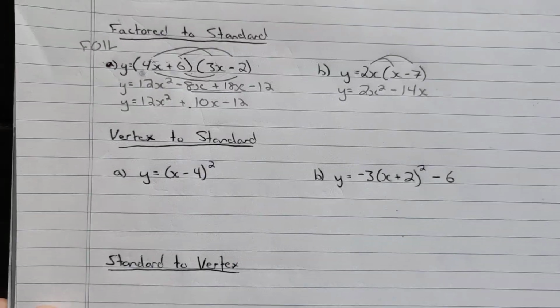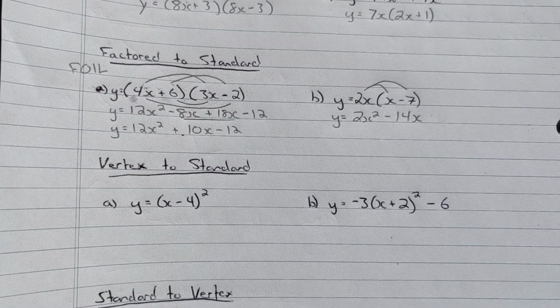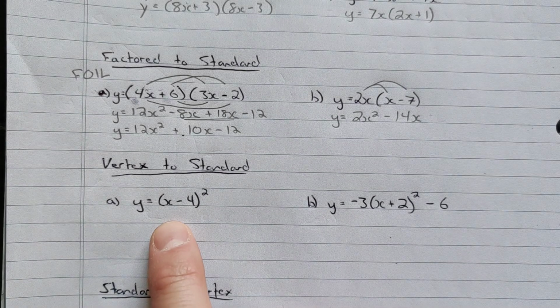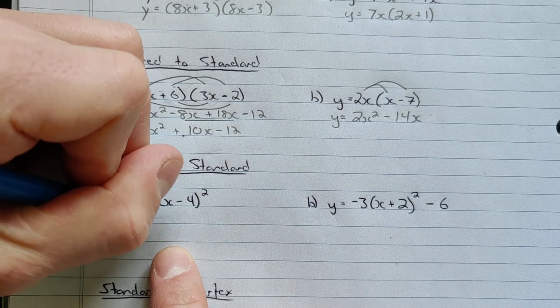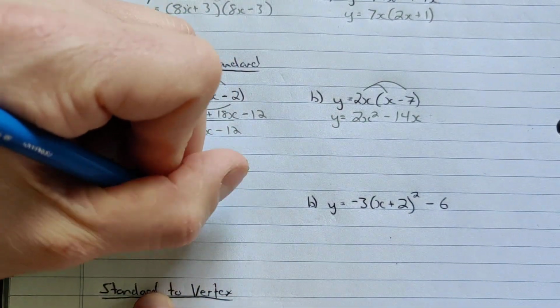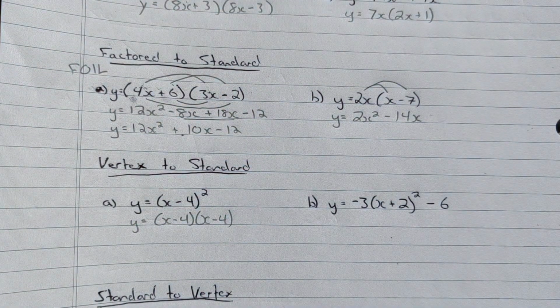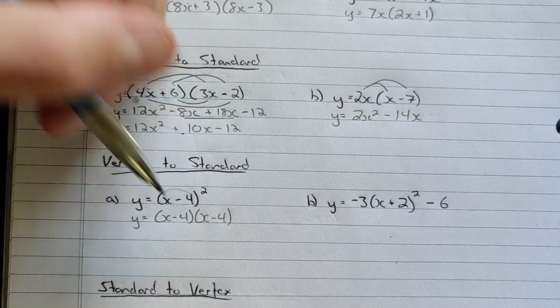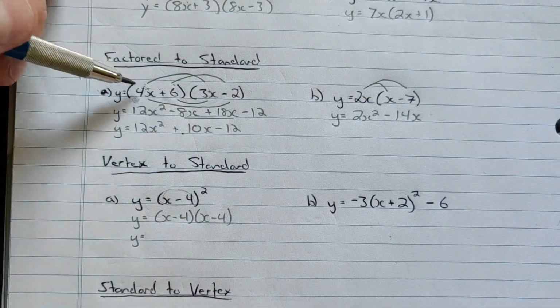Now, moving from vertex to standard form. If we were given a vertex form, in this case, here we have an h value. There's no k, there's no a. All we got to do is multiply this by itself because it's squared. So it's x minus 4 times x minus 4. That's what squared means. Multiply the number by itself. Well, this is the number, x minus 4. We multiply that out, and we just use the same method we used up here.